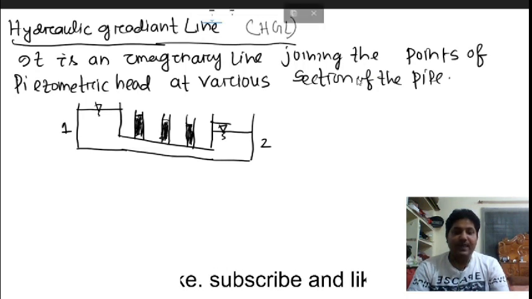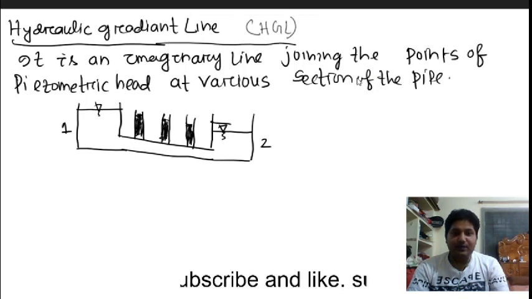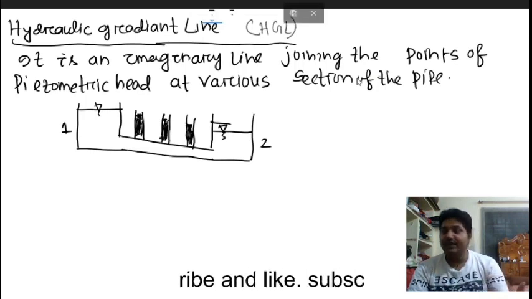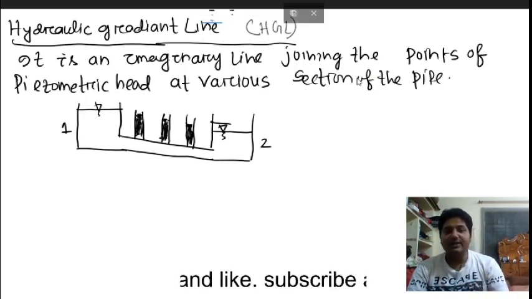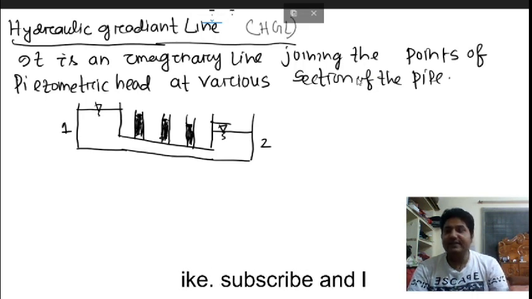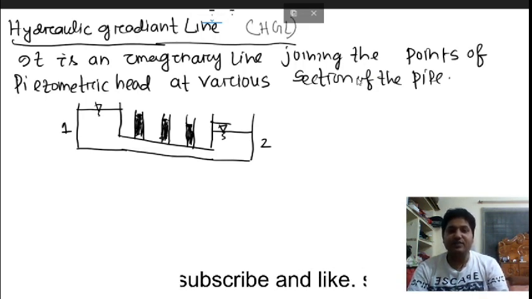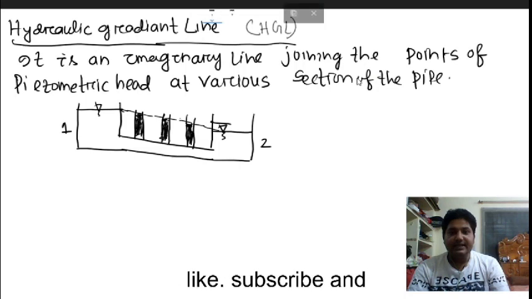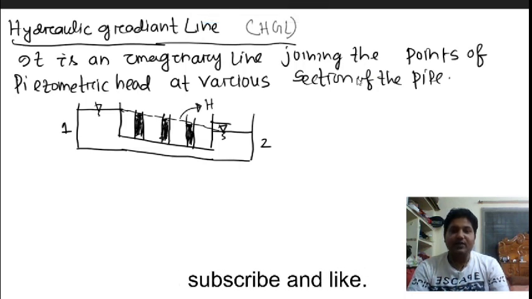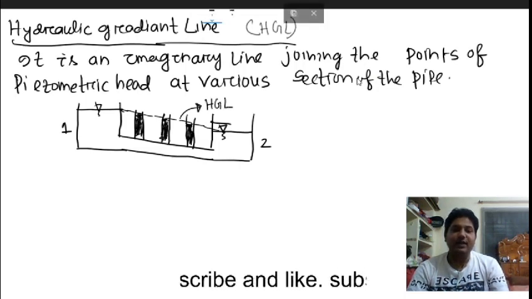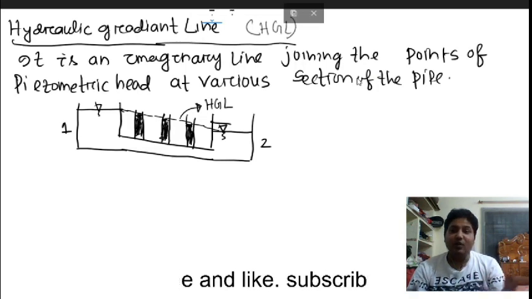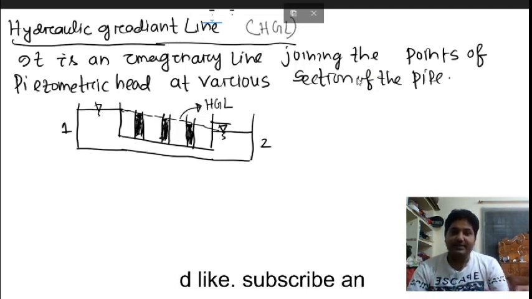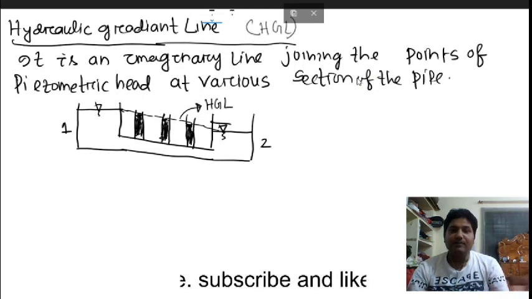Now you join all these points, the piezometric heads, and you join the free surfaces of both reservoirs. If you join all these points, this line is called the hydraulic gradient line. So the hydraulic gradient line is the locus of the piezometric heads at various sections of the pipe.